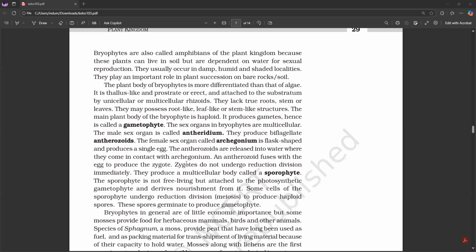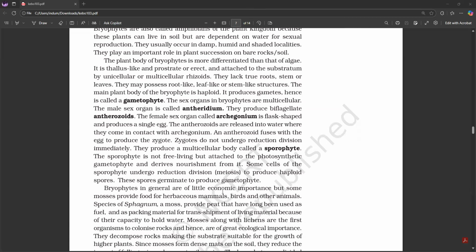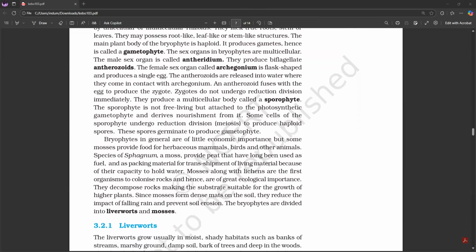Zygotes do not undergo reduction division immediately. They produce a multicellular body called a sporophyte. The sporophyte is not free-living, but attached to the photosynthetic gametophyte and derives nourishment from it. Some cells of the sporophyte undergo reduction division, meiosis, to produce haploid spores. These spores germinate to produce gametophyte.